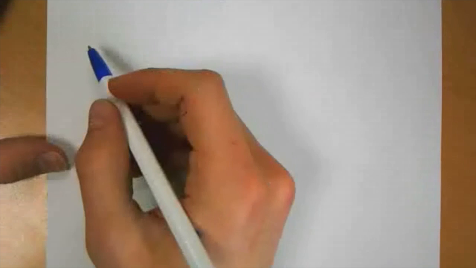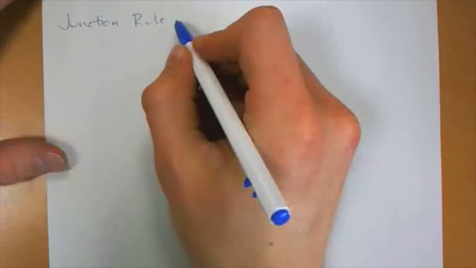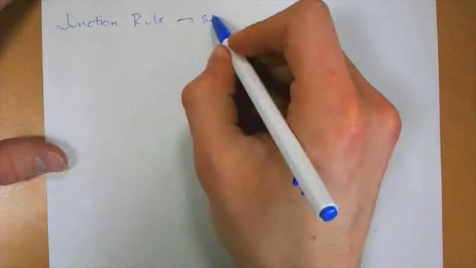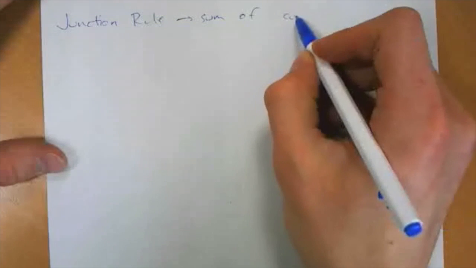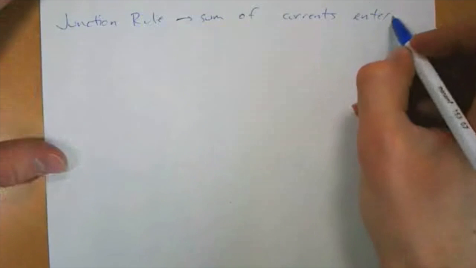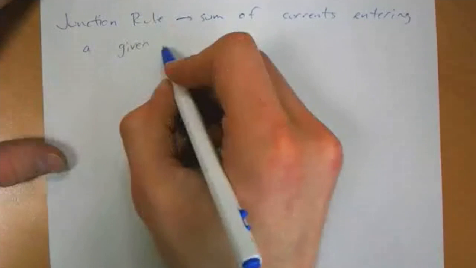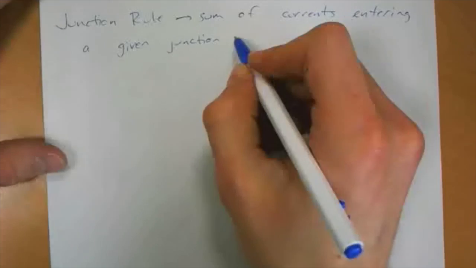Useful when you're solving problems involving circuits, or working with circuits in general, are what are called Kirchhoff's rules. Kirchhoff has two rules, and they both follow from basic conservation laws. The first rule is the junction rule, which says that the sum of the currents entering a given junction must be 0.